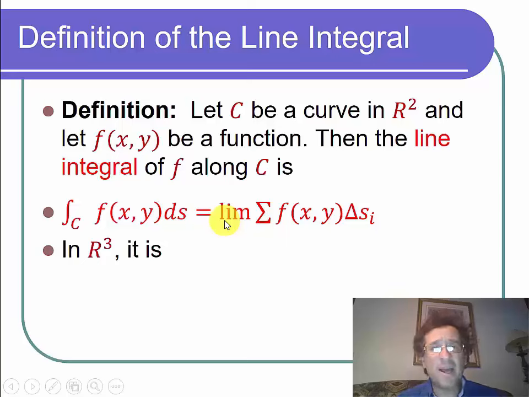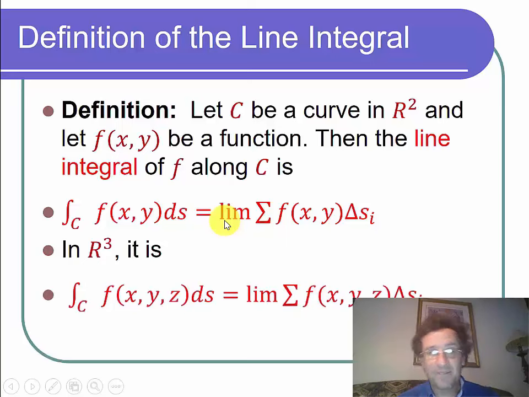You could also talk about the line integral in 3 dimensions. And as you can guess, it really isn't any harder. We just have to have a function of 3 variables instead of a function of 2 variables. And what it says is that the line integral over a curve C of a density function of three variables, f of x, y, z, ds is equal to the limit of the summation of f of x, y, z, delta s_i.